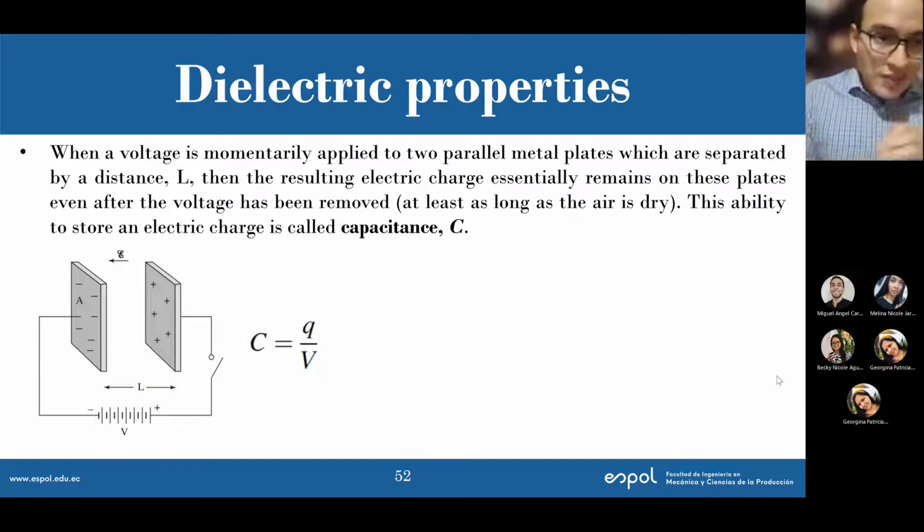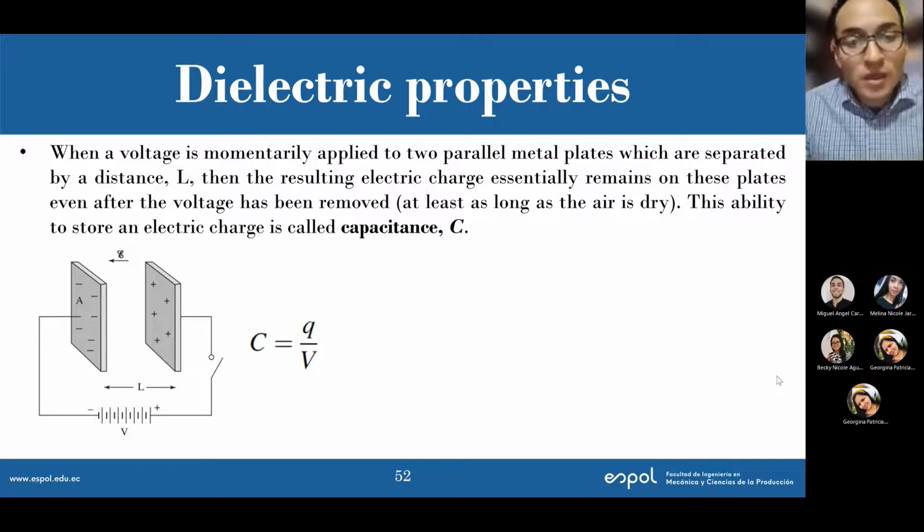So let's say you apply a voltage to 2 parallel metal plates, so to 2 conductors, right? They are separated by a distance. The resulting electric charge will remain on those plates, even if I remove the voltage. The charge will remain there. As long as air is dry and I don't have humidity and everything, I will keep my charge in my plates.